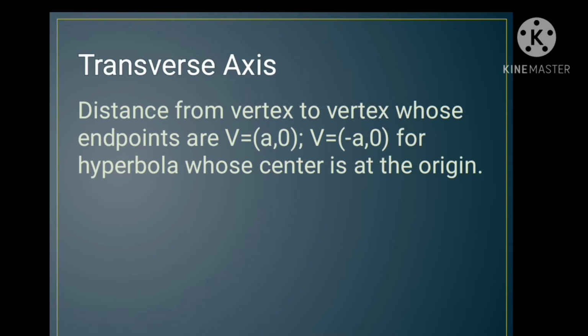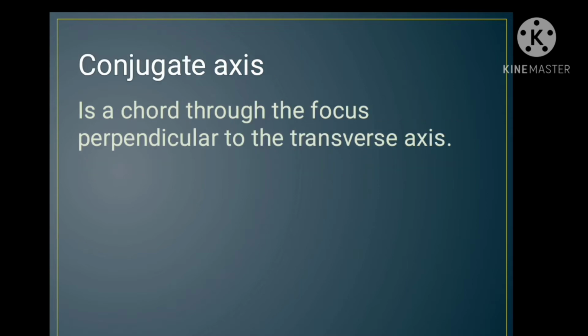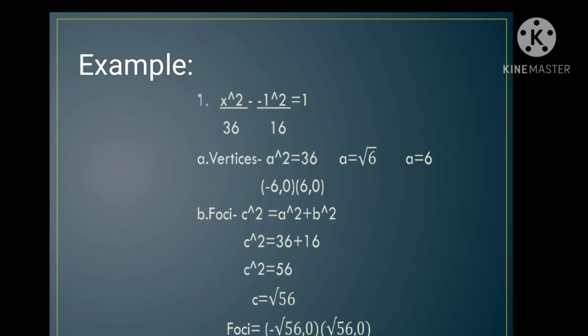Transverse axis is the distance from vertex to vertex whose endpoints are v equals a, 0 and the other one is v equals negative a, 0, for a hyperbola whose center is at the origin. Next is the conjugate axis, a chord through the focus perpendicular to the transverse axis.